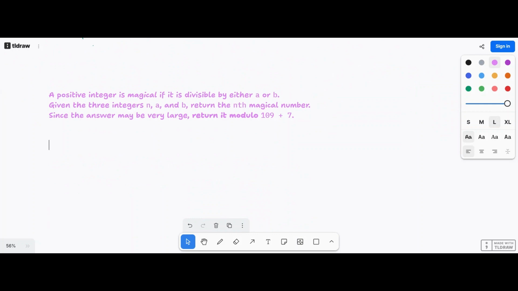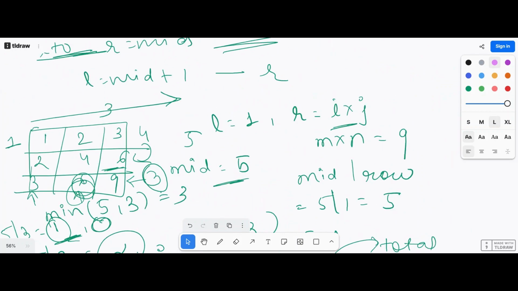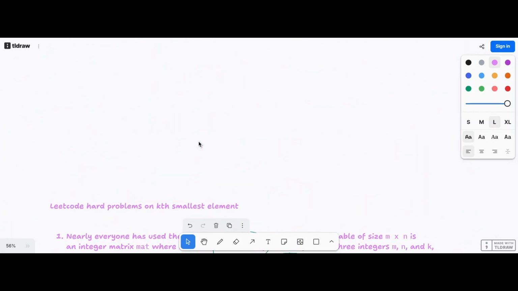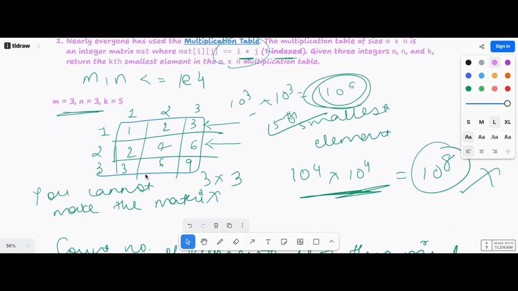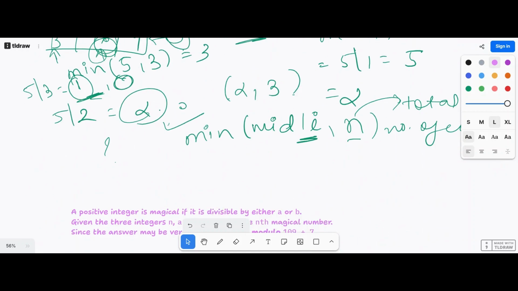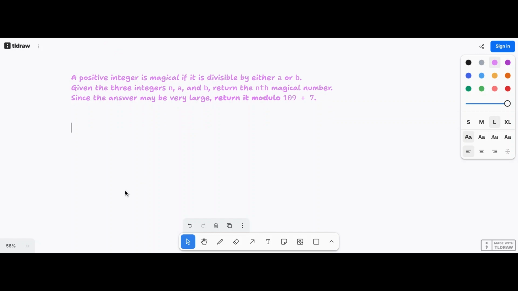Given three integers n, a and b, we have to return the nth magical number. Again, nth magical number or kth smallest. Here it couldn't be smallest because that couldn't be repetitive. The same way as above, if they had called it the kth number, that would also be okay, but they mentioned kth smallest element, because it could repeat. Okay, 6 and 6, two times it repeats. So when it repeats, it's smallest. When there are no chances of repetition, then it's okay.